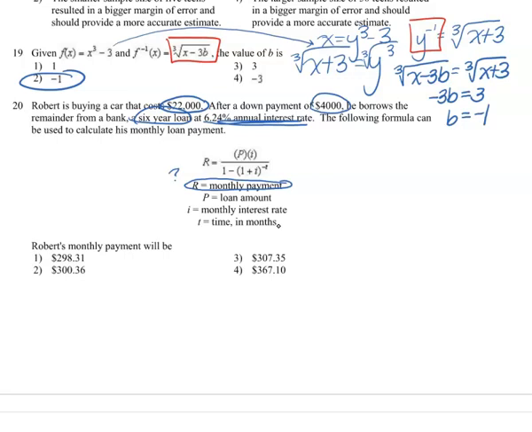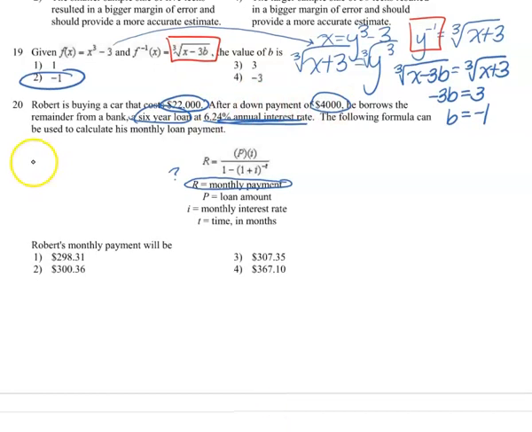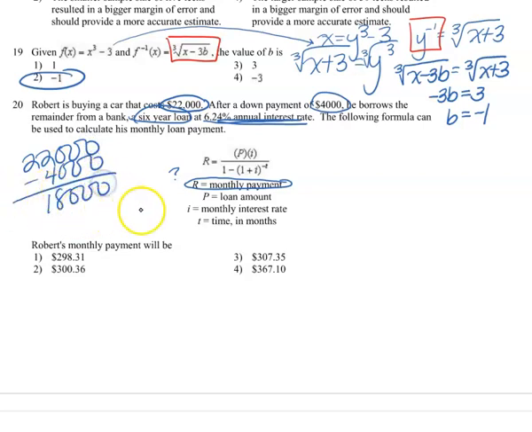Now the first is the loan amount. He had $22,000, but he's doing a down payment of $4,000. So $22,000 subtracting $4,000 leaves me with $18,000. That's the size of his loan, so I have that off to the side. Now monthly interest rate: they gave you an annual interest rate. As a decimal, the annual interest rate is 0.0624, but if we're talking monthly, I have to divide that by 12, which is 0.0052.